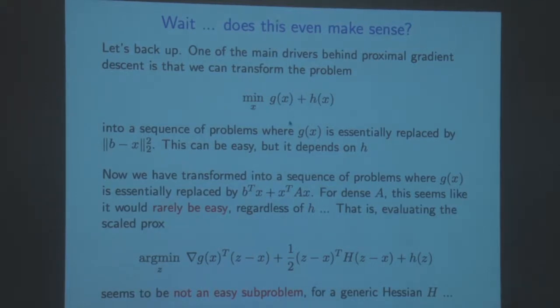Proximal Newton is doing the same thing, but it's actually turning this into a sequence of problems where we replace g by b transpose x plus x transpose Ax, where A is a matrix. So it's actually not just this simple least squares quadratic, but a kind of generic quadratic. Why should we think that's any easier than this problem? It may be the case that it's no easier than our original problem. So proximal Newton doesn't even make sense. In general, this can be a very hard problem. It seems to kind of defeat the spirit of proximal gradient, because the subproblem is not easy for a generic Hessian.